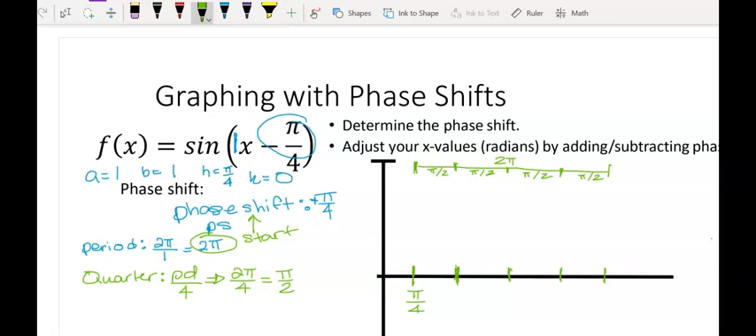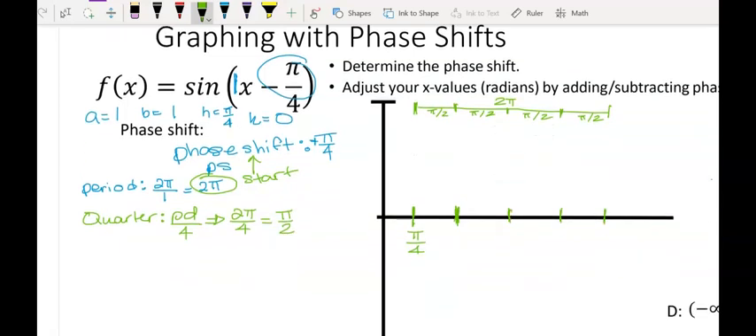So in order to figure out what I'm going to label this one down here as, I'm going to take that pi over 4 that I have right there, and add pi over 2 to that. Remember, in order to add fractions, you have to have a common denominator. So I have 4 and 2, so I'm going to multiply this by 2 and rewrite. Really what I have here is pi over 4 plus 2 pi over 4. When I add those together, I get 3 pi over 4. So that's what I'm going to label this next one as, 3 pi over 4.